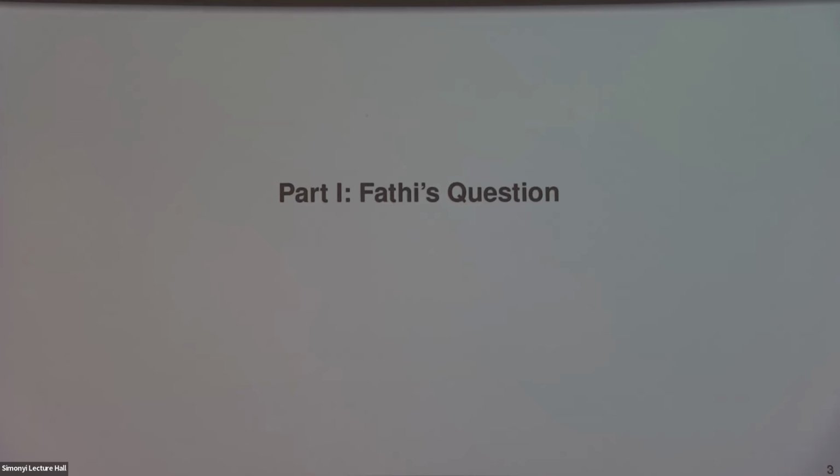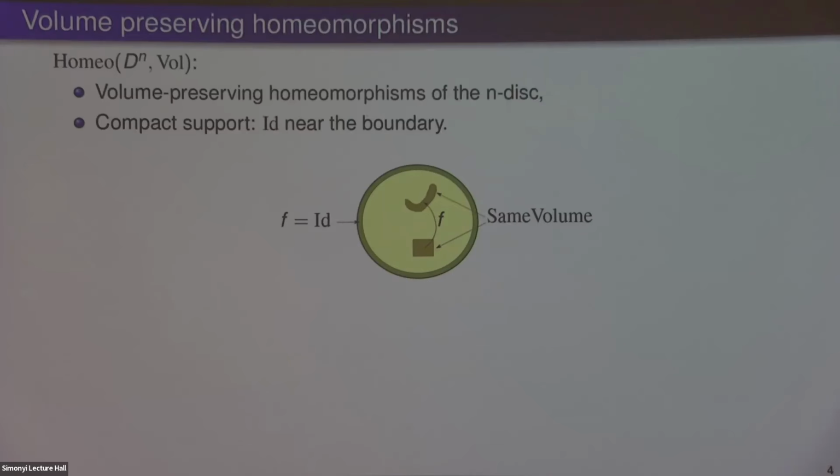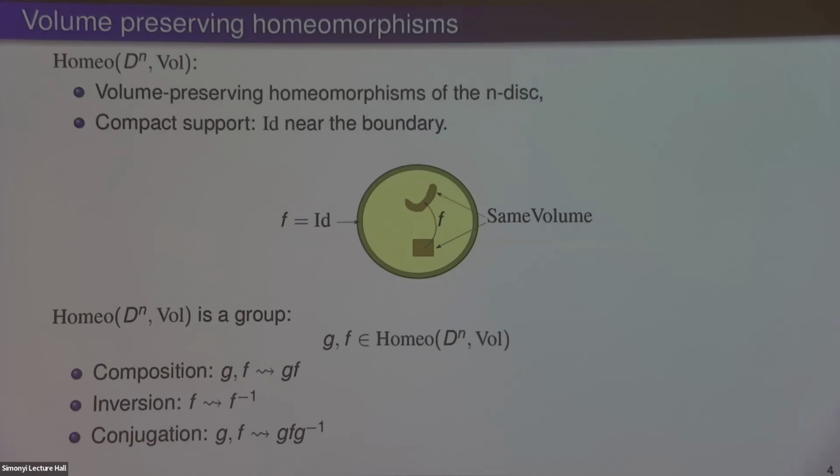Okay, so Fathi's question. To begin, I want you to consider the set consisting of all volume-preserving homeomorphisms of the n-dimensional disk, which have compact support, meaning they coincide with the identity near the boundary of the disk or the ball. So this set carries the algebraic structure of a group. And it is this algebraic structure that we're interested in today.